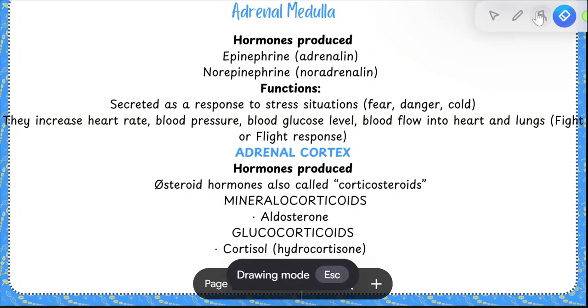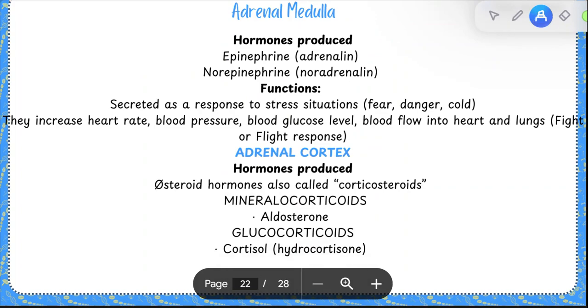So let's talk about the hormones that are being produced by the adrenal medulla first. You have epinephrine, which is famously known as adrenaline. You have norepinephrine, which is famously known as noradrenaline, or maybe not as famous as adrenaline. Like, you get what I'm trying to say. Functions क्या होते हैं इनके? Secreted as a response to stress situations like fear, danger, या cold. They increase your heart rate, your BP, your blood glucose level, your blood flow into the heart and lungs. और ये जो famously known fight or flight response है, that is caused by adrenaline.